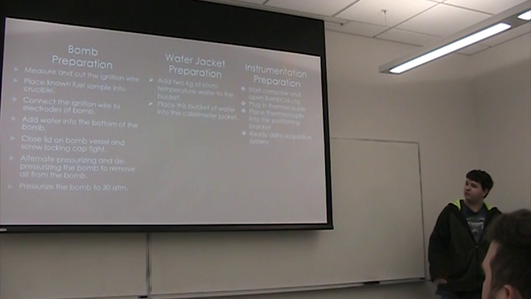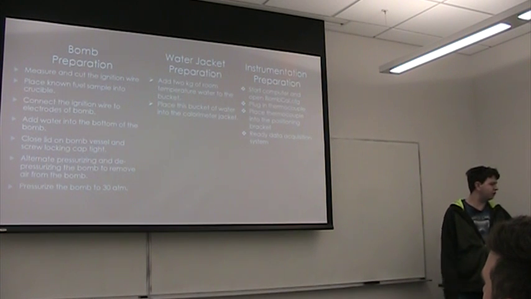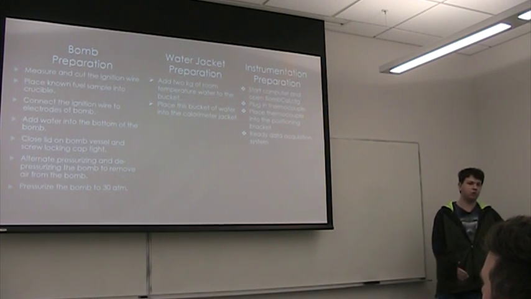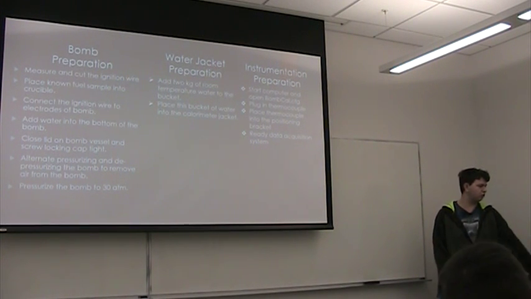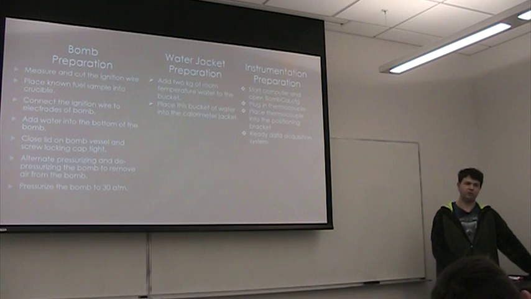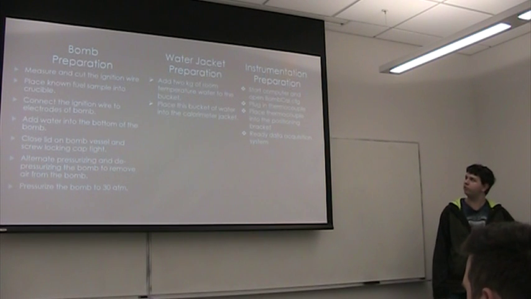So there are three distinct stages that we have to prepare. We have the bomb preparation: measure and cut the ignition wire, place the fuel into the crucible, connect everything, add water into the bottom of the bomb, close the lid on the bomb, screw the locking lid, then pressurize and depressurize the bomb, alternating, and that'll get all the air out. You can pressurize it to 30 atmospheres.